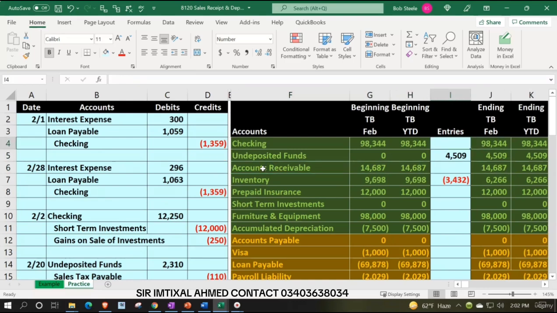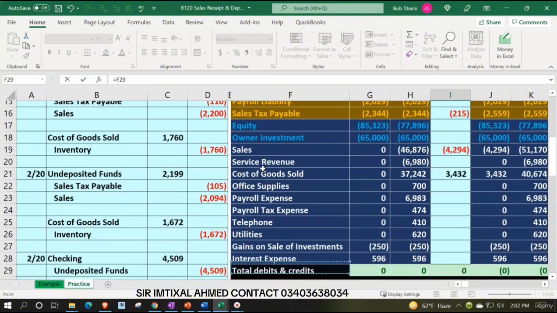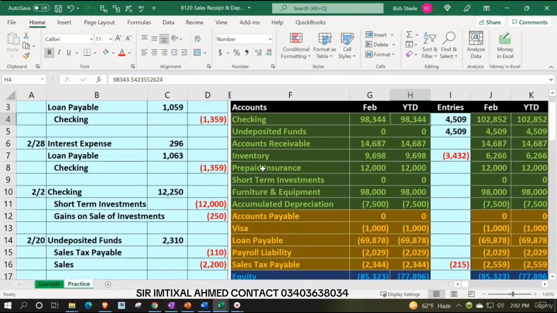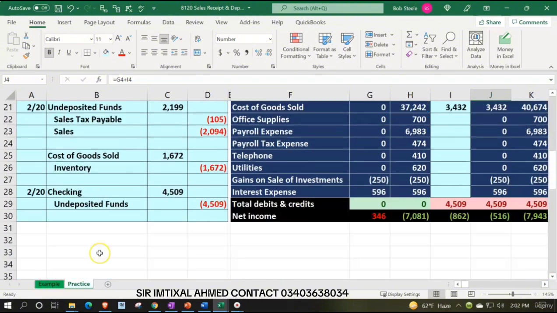So now we're making the deposit in I4. I4 equals, scrolling down, picking up the checking account of the 4509, bringing it up from the 98,344 up by the 4509 to the 102,852. Going to bring the undeposited funds down now.